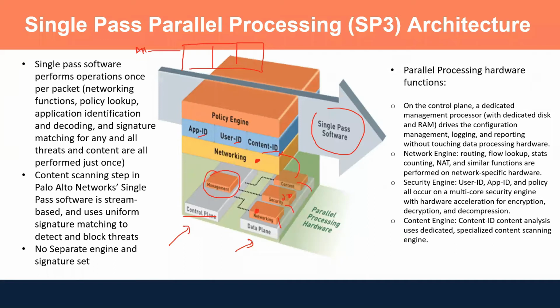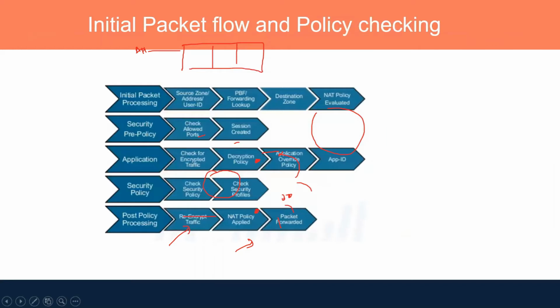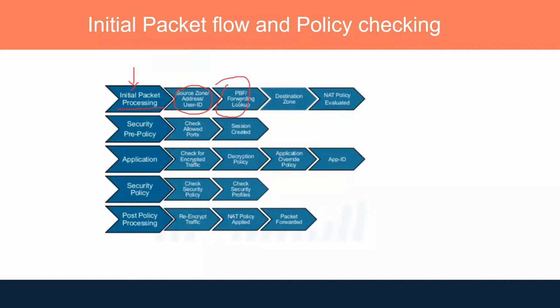If we talk about packet processing, packet processing happens in 5 steps majorly in the Palo Alto firewall. When the packet comes to the Palo Alto firewall, it performs initial packet processing where it looks at source zone, policy-based forwarding, destination zone, and NAT. After that, the packet goes to the next step where the security policy is checked. In the security policy, it checks whether the traffic is allowed or not. Once it is allowed, a session is going to be created.